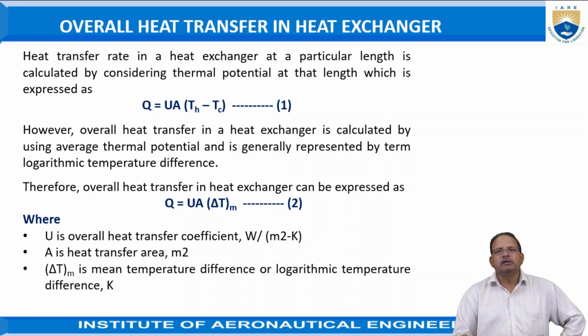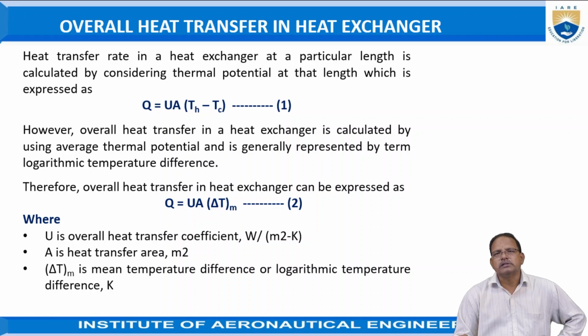The heat transfer rate in a heat exchanger at a particular length is calculated by using the relationship Q = UA(T_H − T_C), where U represents the overall heat transfer coefficient.